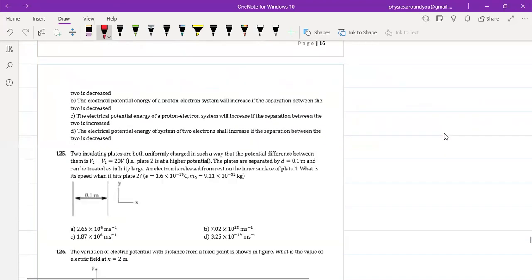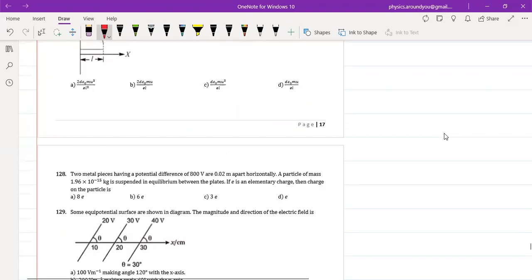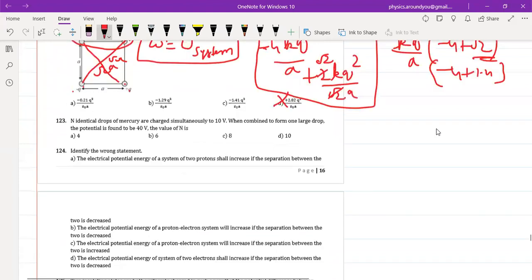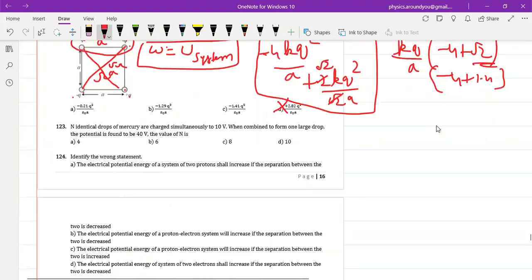Now, question number 123. Question number 123. Here we have drops. The drop wala question has been appearing in CET also.